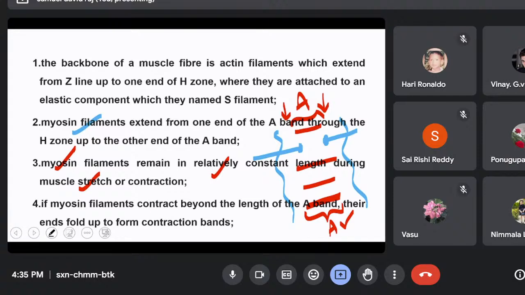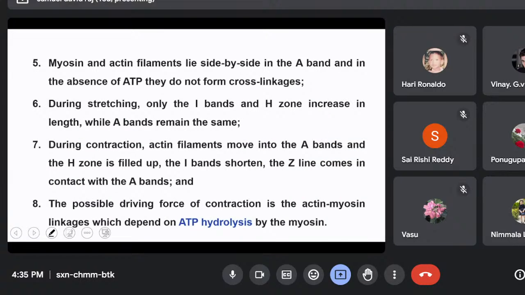If myosin filaments contract beyond the length of the A band, their ends fold up to form contraction bands. If the myosin filaments contract beyond its length, their ends fold up to form contraction bands, according to the Hansen and Huxley hypothesis.